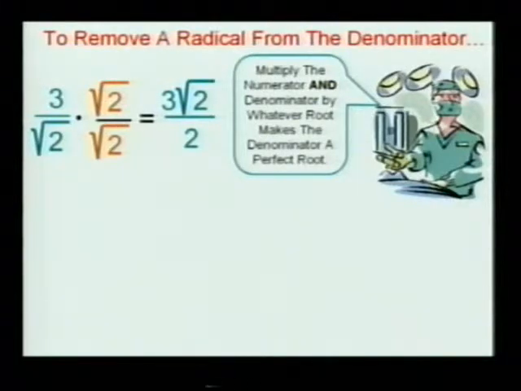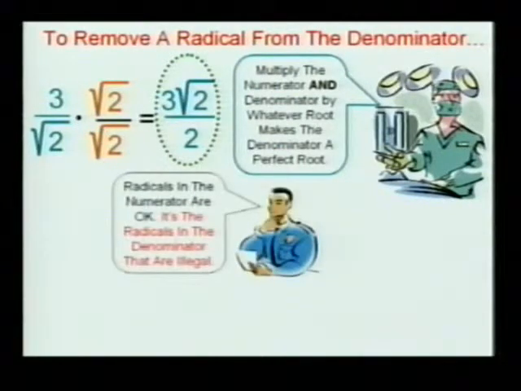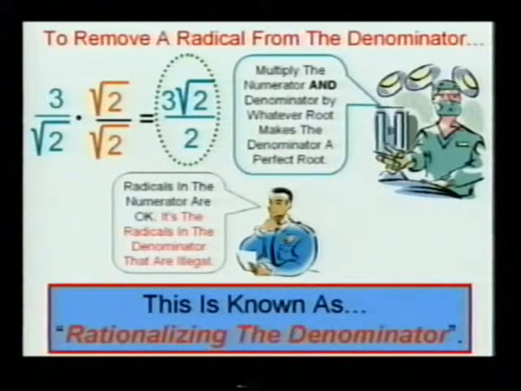Now, I do have a radical in the top here. But that's okay. I'm allowed to have a radical in the top. I'm just not allowed to have one in the bottom. It's okay. This is called rationalizing the denominator, or making the denominator not have a radical in it. It's going to probably make the numerator have a radical in it, but that's okay.